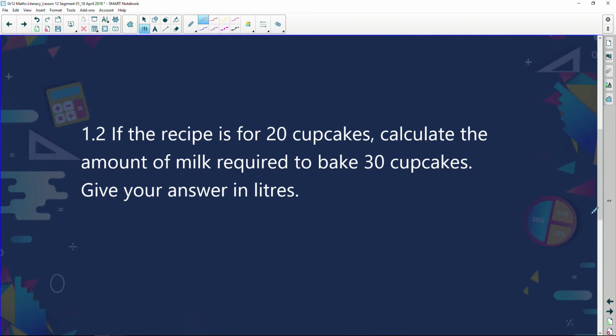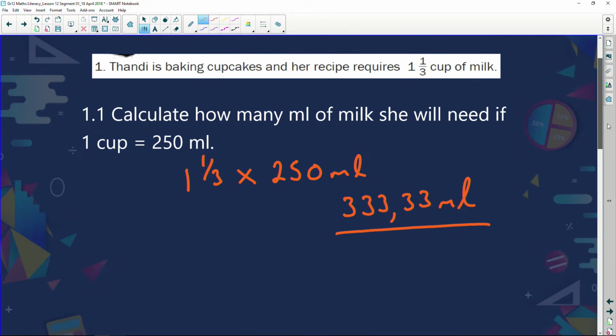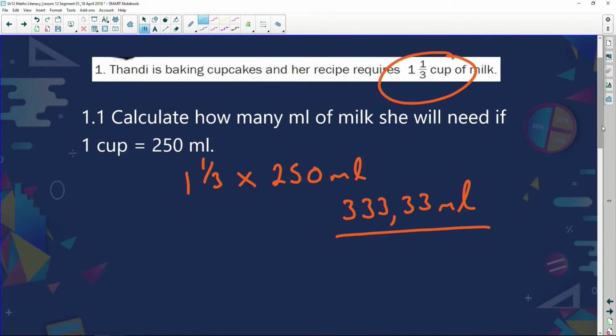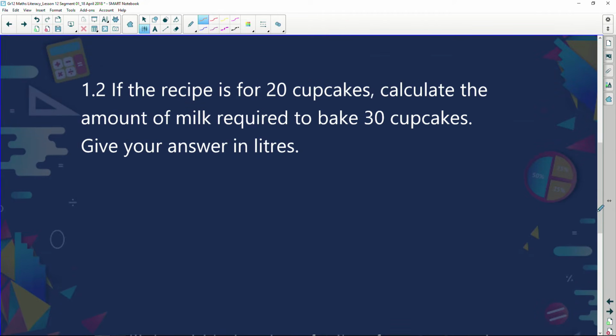My next one. If the recipe is for 20 cupcakes, calculate the amount of milk required to bake 30 cupcakes. So again, we need 1 1/3 cups, and that was for 20 cupcakes. But I don't want 20 cupcakes, I want 30 cupcakes. Before I can work out how much milk is required for 30, let's figure out how much milk is required for 1 cupcake. Because if I get 1, it's easy to make 20 into 1, and it's easy to make 1 into 30.